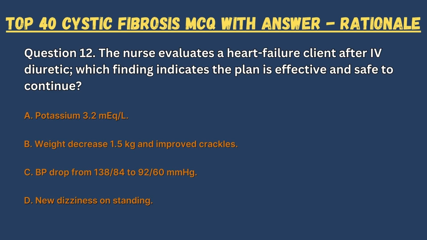Which finding indicates the plan is effective and safe to continue? A. Potassium 3.2 milliequivalent per liter. B. Weight decrease 1.5 kilograms and improved crackles. C. BP drop from 138/84 to 92/60 millimeters of mercury. D. New dizziness on standing.